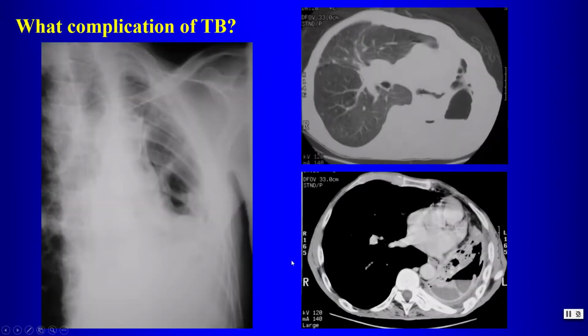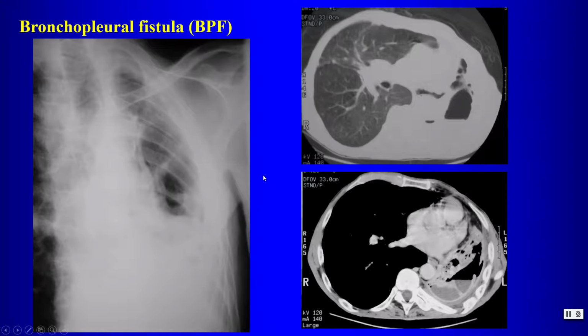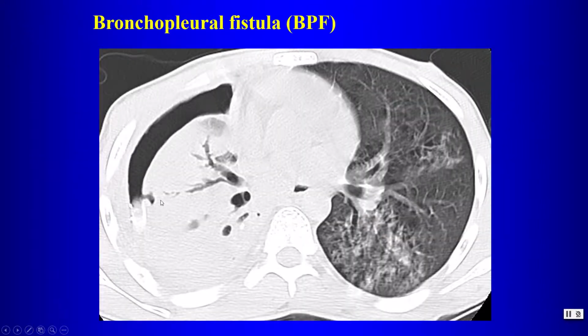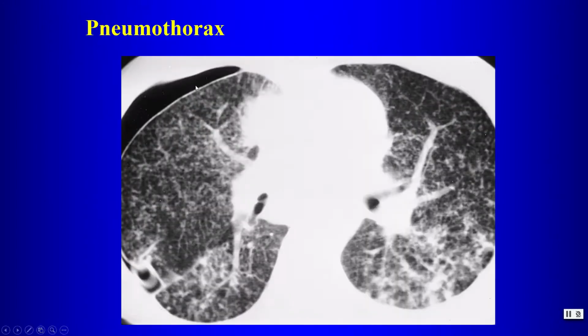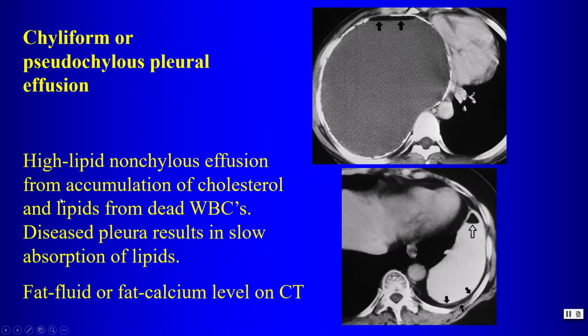And here we have this large air fluid level in the left pleural space. So this is from a bronchopleural fistula. This can also occur with tuberculosis. And here we can actually visualize this bronchopleural fistula, in this case opening into the pleural space from tuberculosis in this particular patient. And of course, pneumothorax from tuberculosis infection, especially if the patient has a bronchopleural fistula.